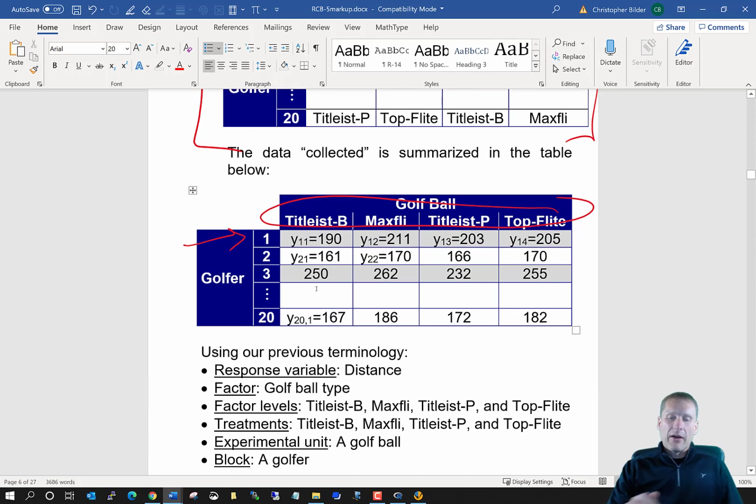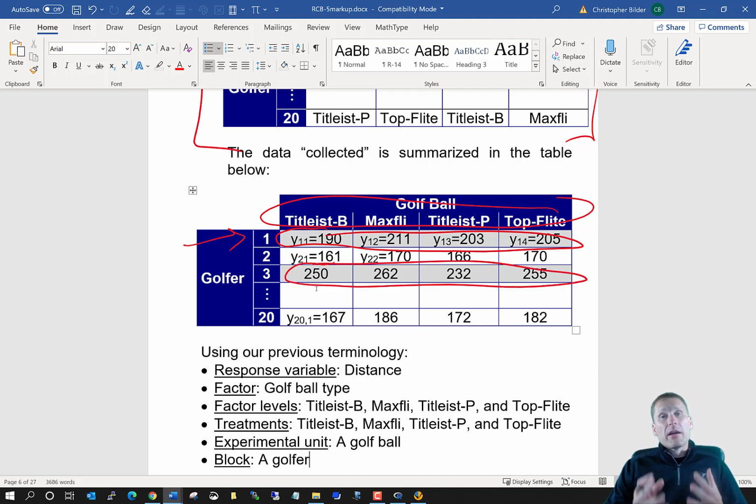Notice how all four of these for golfer number one are connected in some way by the same golfer. All four of these for golfer number three are connected by the golfer. You can imagine that each of these golfers has varying abilities. What we'd like to be able to do is account for that variation in their abilities in our analysis and essentially take out that variability, so that my SSE is going to end up being smaller.